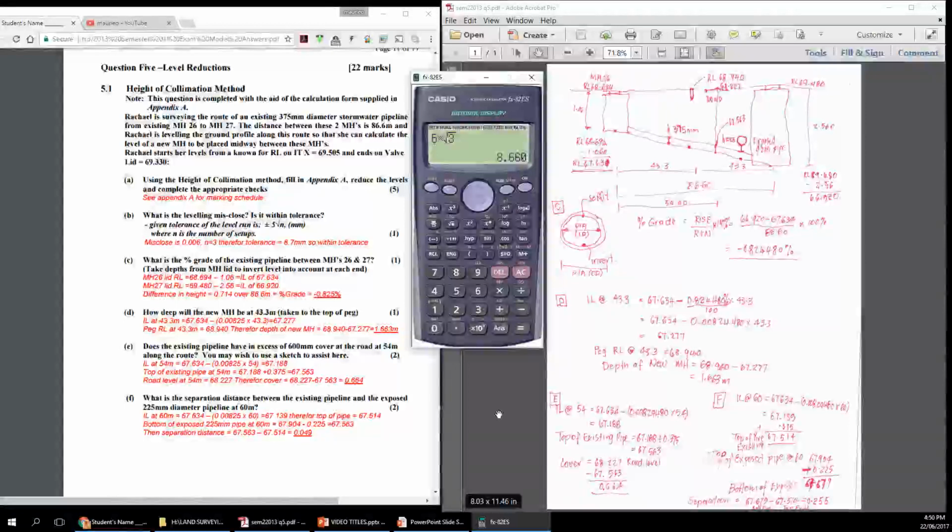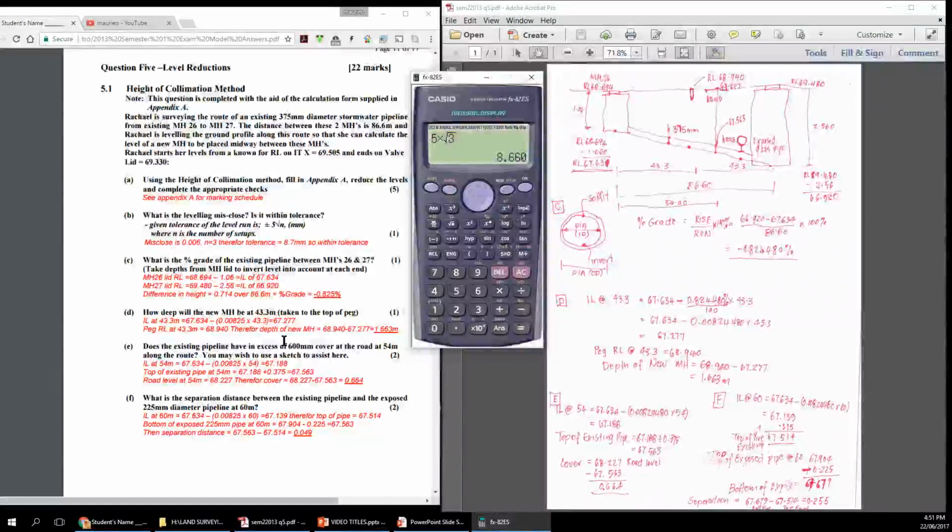What is the percentage grade of the existing pipeline between manholes 26 and 27, taking depths from manhole lid to invert level into account at each end? What is the percentage grade? So the best thing to do here is to try and draw a diagram and try and keep the diagram real. I must admit I've had 3 goes myself to get this particular diagram right. So be very careful from the start.